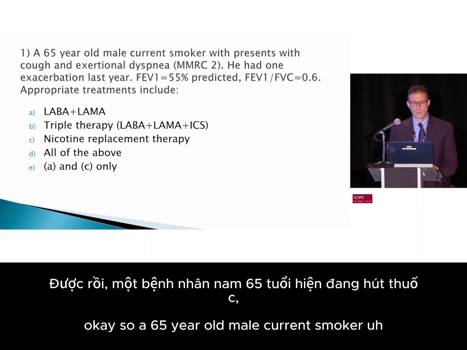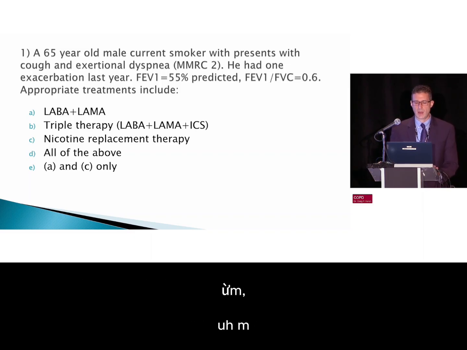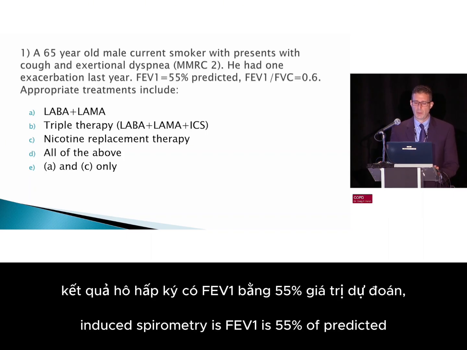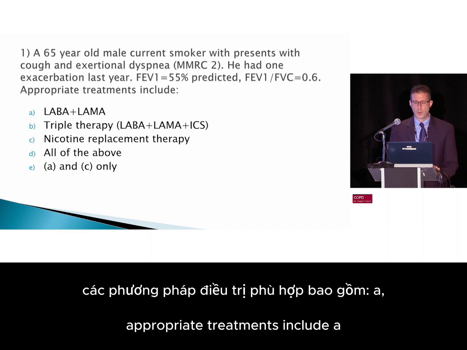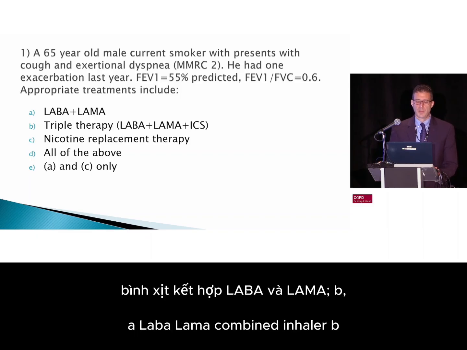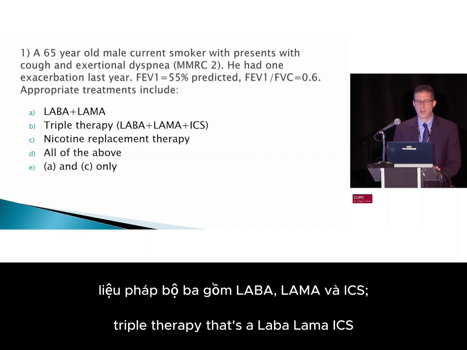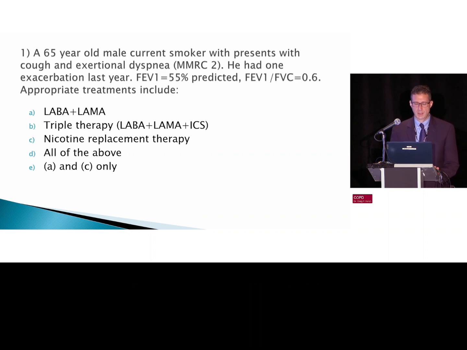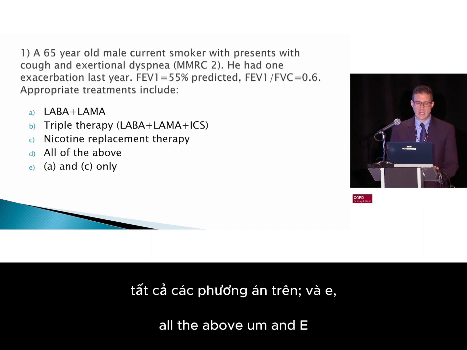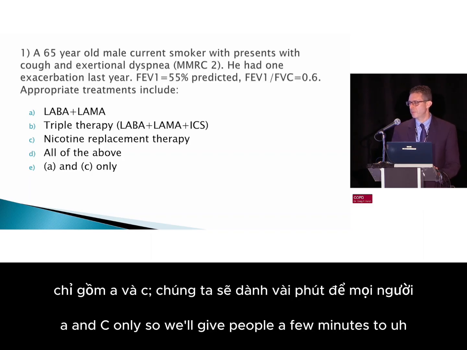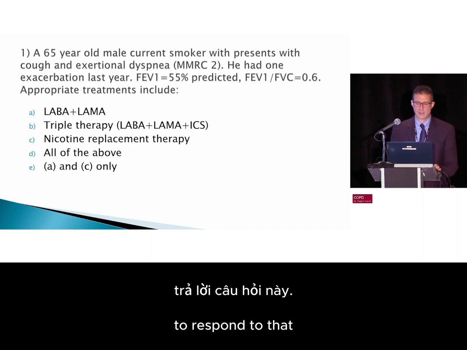So a 65-year-old male, current smoker, presents with cough and exertional dyspnea, MMRC score of 2. He had 1 exacerbation last year. You do spirometry, his FEV1 is 55% of predicted. FEV1 over FVC is 0.6. Appropriate treatments include A, a LABA-LAMA combined inhaler, B, triple therapy, that's a LABA-LAMA ICS, C, nicotine replacement therapy, D, all of the above, and E, A and C only. So we'll give people a few minutes to respond to that.